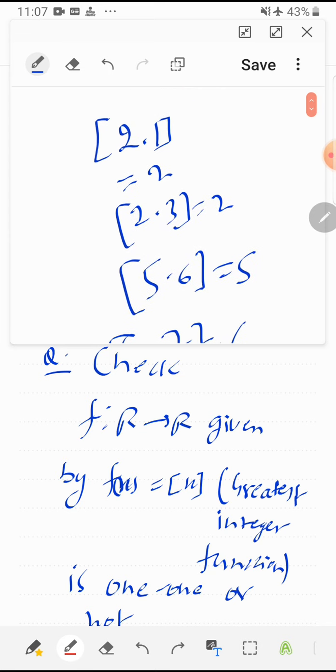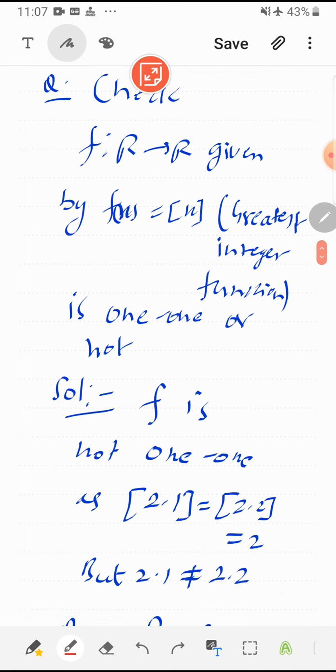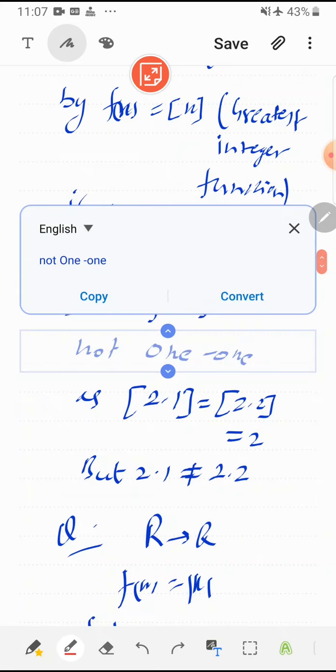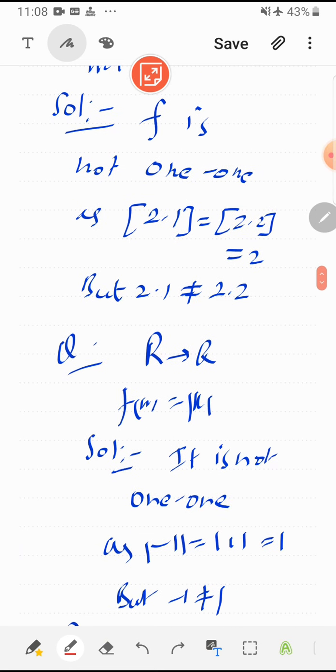So from this discussion we can clearly say that it is not 1-1, because 2.1 and 2.3 both are giving 2, but 2.1 is not equal to 2.2, so it is not 1-1 clearly. Similarly, next is f from R to R, y is equal to f of x is equal to mod x. We have to check 1-1. So it is not 1-1.